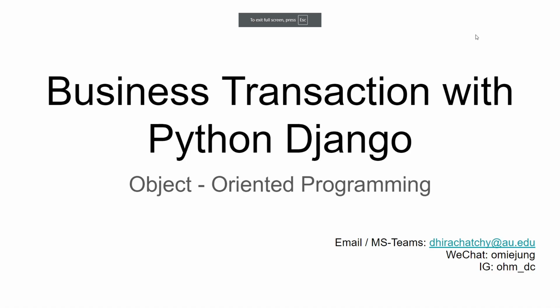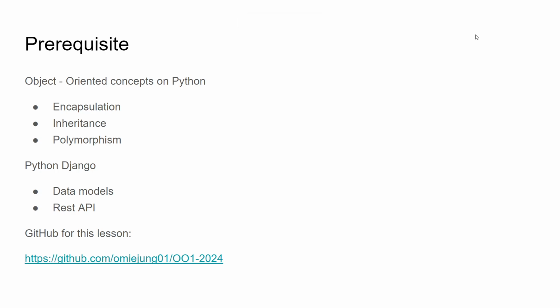Okay, so let's see. When we talk about the business transaction, in order to do the business transaction for the short code we have, you need to know the concept of encapsulation, inheritance, and polymorphism. Actually, we apply this by using Python Django. For example, when we use a data model, we do the inheritance, right? And then when we do the REST API, everything is encapsulated, right? So we cannot access the object. We need to do everything through the REST API URL.